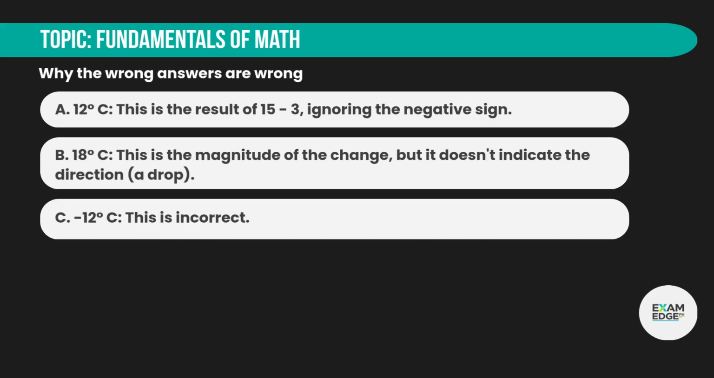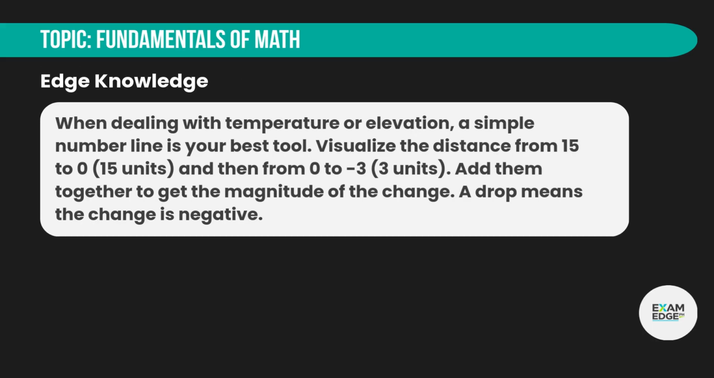Why the wrong answers are wrong? A. 12 degrees Celsius. This is the result of 15 minus 3, ignoring the negative sign. B. 18 degrees Celsius. This is the magnitude of the change, but it doesn't indicate the direction, a drop. C. Minus 12 degrees Celsius. This is incorrect.